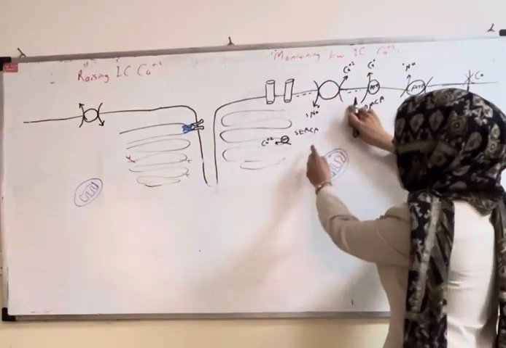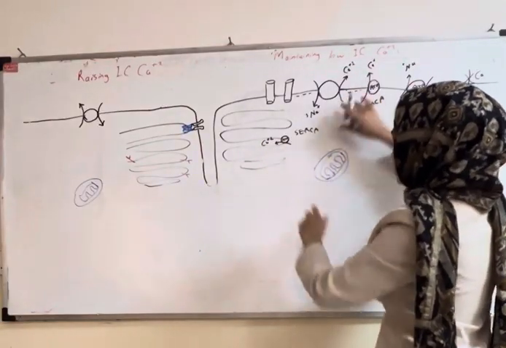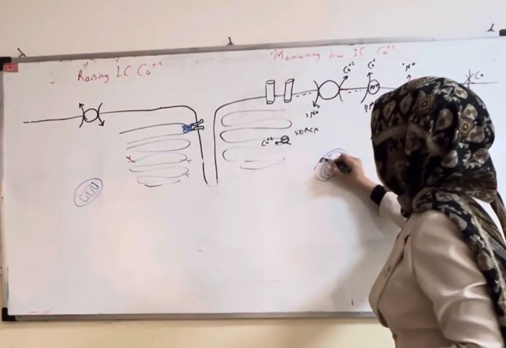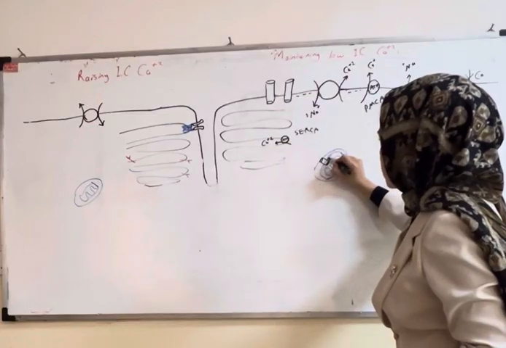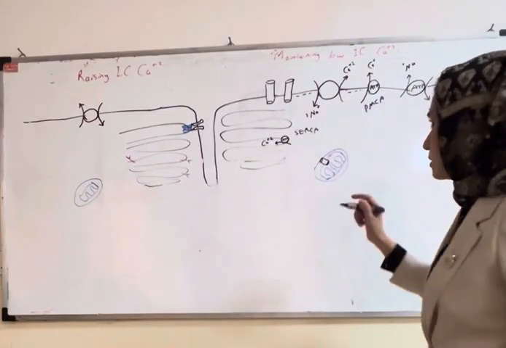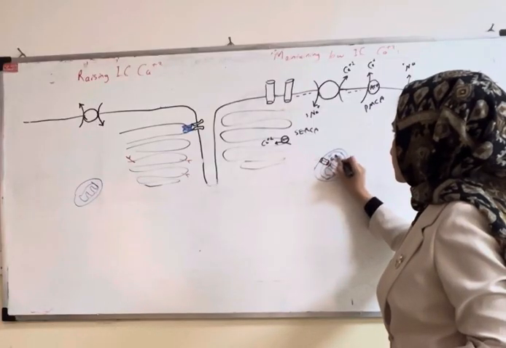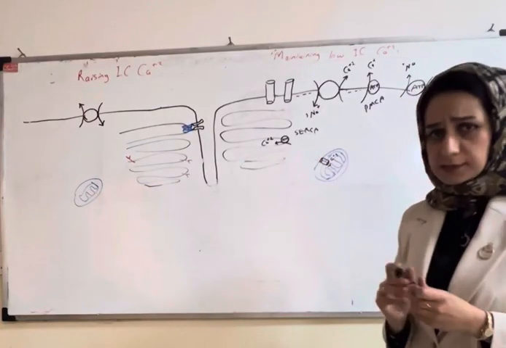Moving calcium away from the cytosol. We have also the calcium uniporter here inside the mitochondrial membrane. This also moves calcium in this way, moves calcium inside.